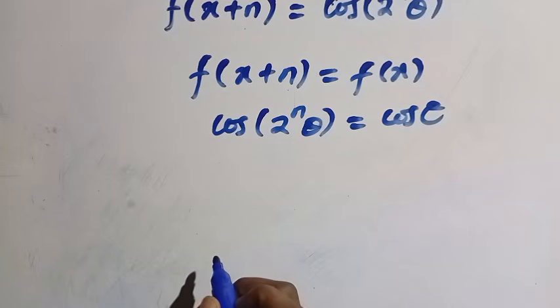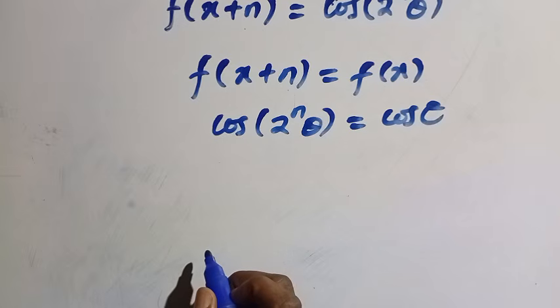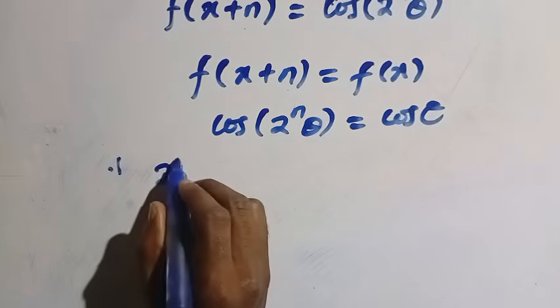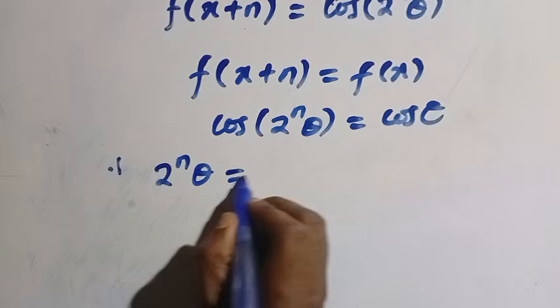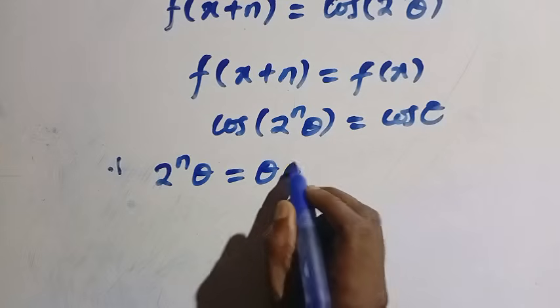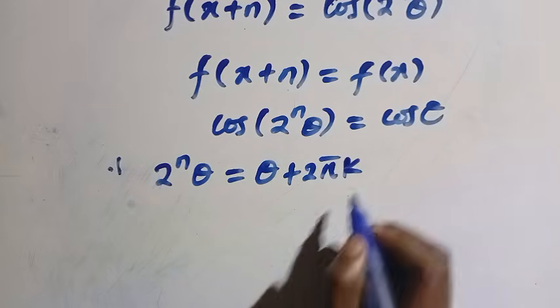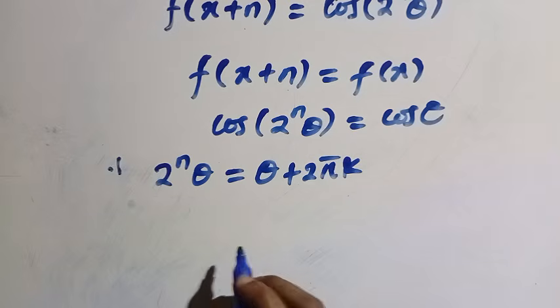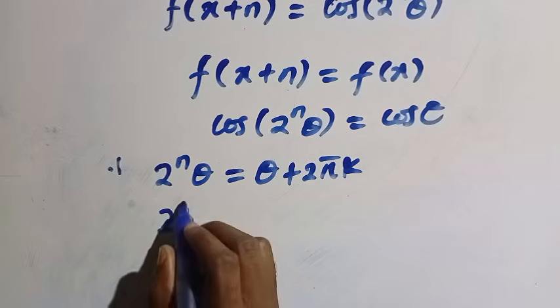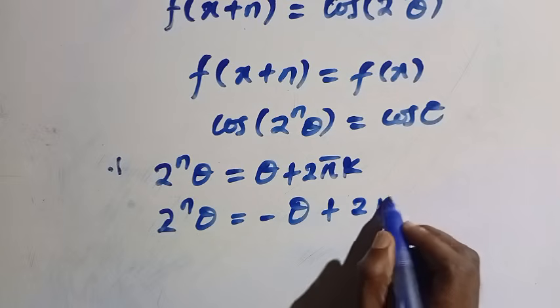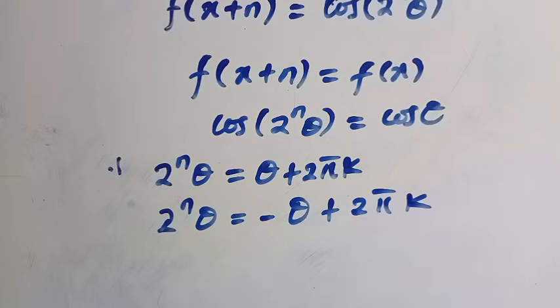Since we have something of this form, we can have two different cases here, considering the positive and the negative. The first case is 2 raised to power of n theta equals theta plus 2 pi k, let's say. And also 2 raised to power n theta can be equal to minus theta plus 2 pi k.